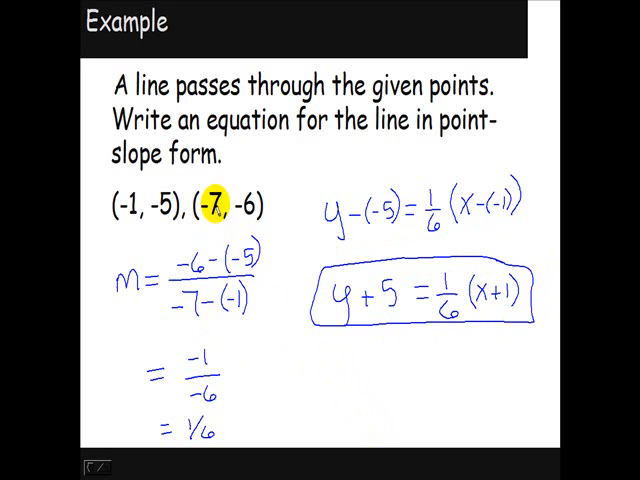We can check this by plugging the other point in. Let's put in negative 7 mentally. Negative 7 plus 5. Actually, that needs to go for the x, doesn't it? Negative 7 plus 1 is negative 6 times 1/6 comes out to negative 1. If I plug the negative 6 in for the y, negative 6 plus 5 is also negative 1. Negative 1 does equal negative 1, so that checks. My answer has to be right.